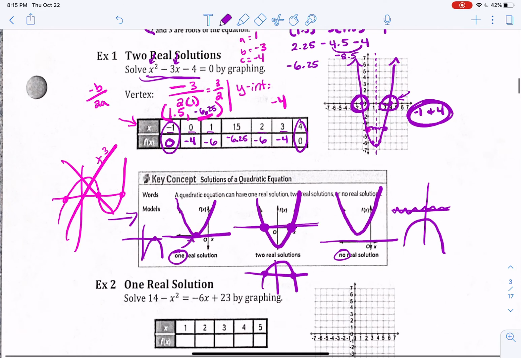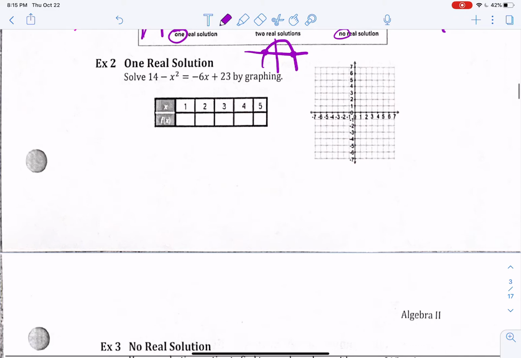Okay, let's go down and do example 2. This one is going to have one solution for us, all right? So the first thing that we have to do, though, this is kind of a mess, is get everything onto one side. My equal sign is here, kind of in the middle of the entire problem.